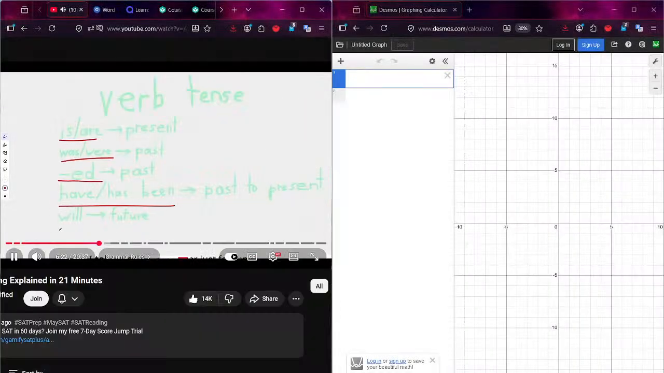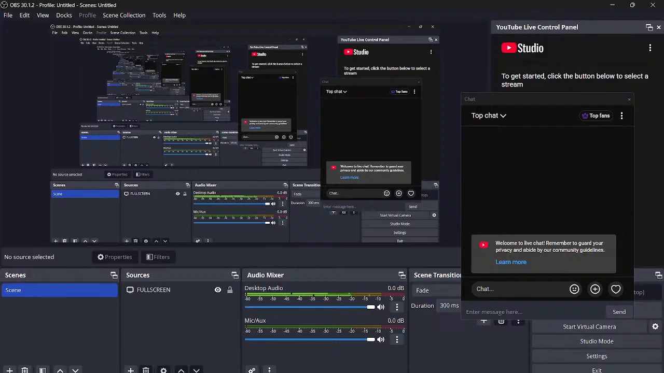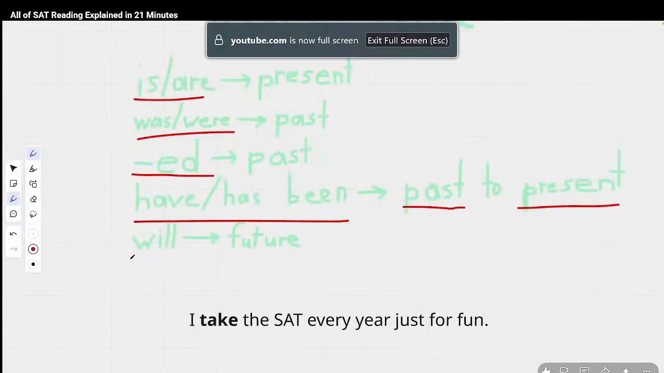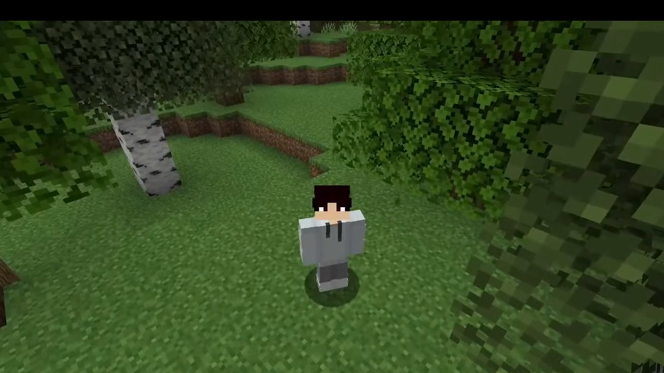"Have," "has," and "been" are a little bit weirder because it's like past to present. "He has been running for a while" implies that he started running in the past, but that he still is running in the present. Then you have "will," which means they will do something in the future. So now let's actually show how to do these questions.